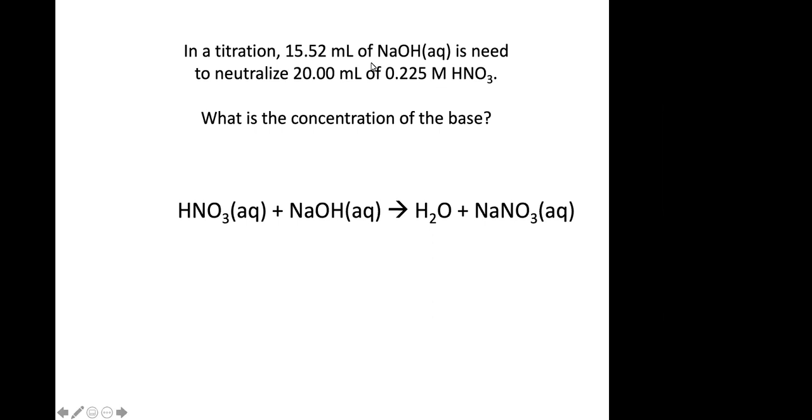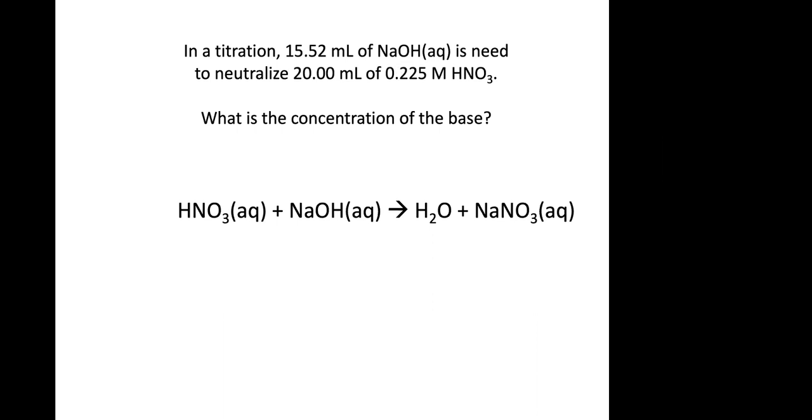I have all the information about one of these. I have all the information about the nitric acid. It tells me the volume, it tells me the concentration. I've got all of the solution information I need. For the sodium hydroxide, I only have the volume. So let's see how they react together and figure out the amount that I would need of the sodium hydroxide to neutralize the nitric acid.